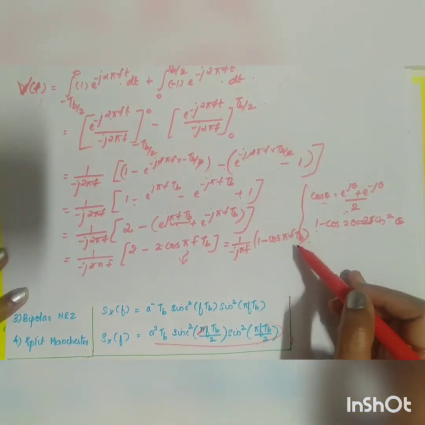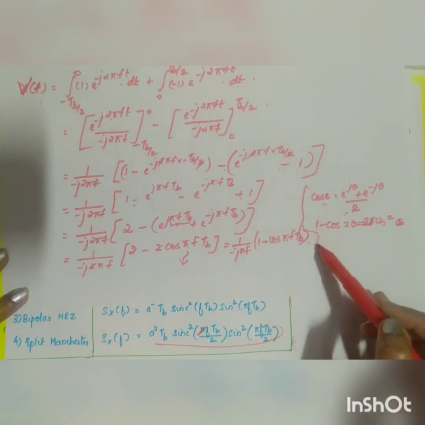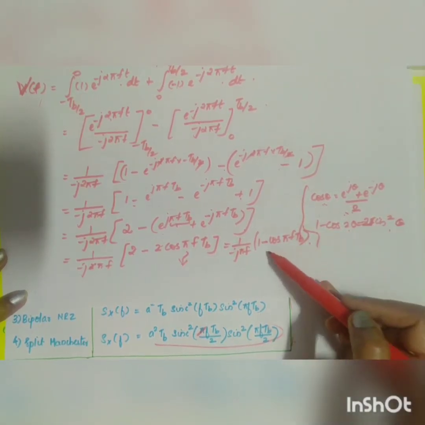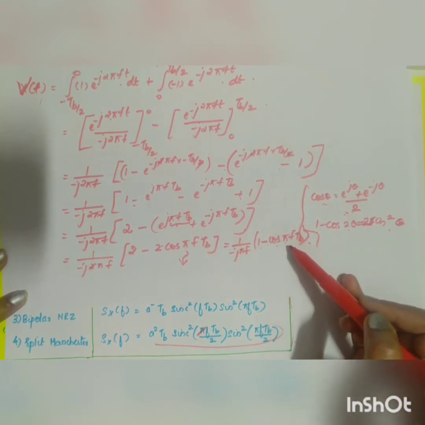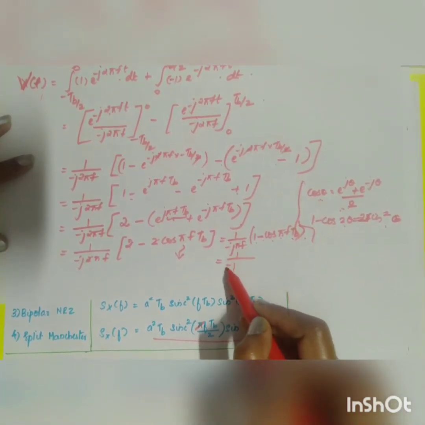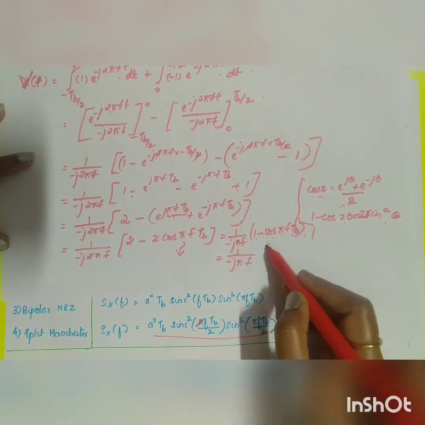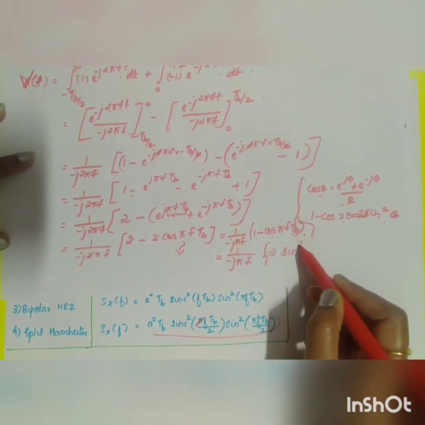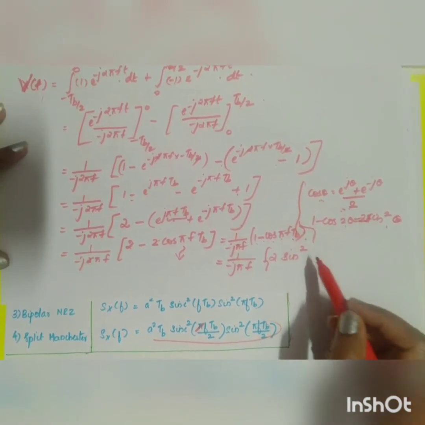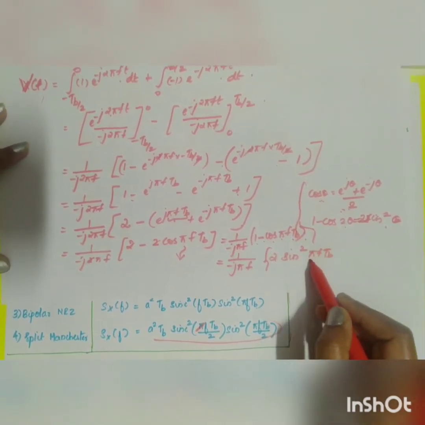Since you have to convert it into sine square theta, you know the formula, 1 minus cos 2 theta is equal to 2 sine square theta, right? So here it is 1 minus cos theta. If you reconfigure it, what will you get? 1 by minus j pi f into 2 sine square theta. What is your theta? Pi f Tb, so you have to divide by 2. Now here it is sine square, right?